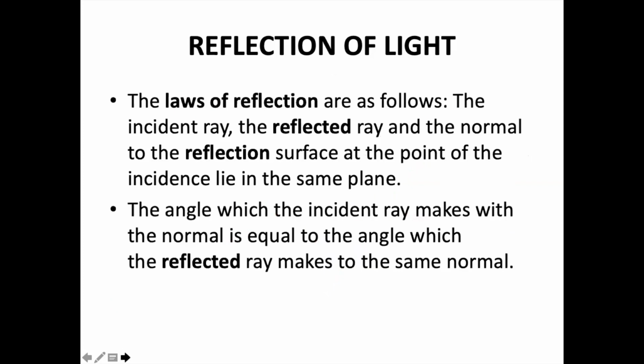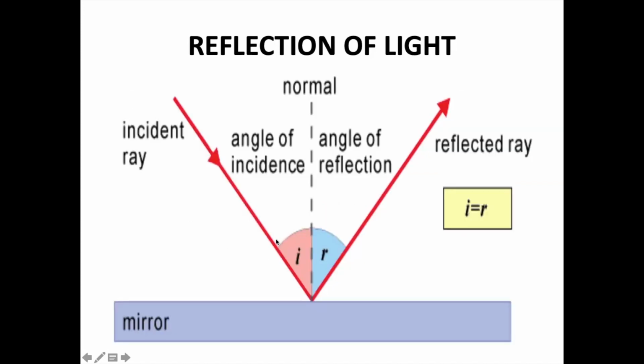The second law is that the angle which the incident ray makes with the normal is equal to the angle that the reflected ray makes with the normal. Again, I will show the angle, this angle i is always equal to angle r. It is written here, angle i is equal to angle r. So angle of incidence is equal to angle of reflection. This is 60 degrees, so this has to be 60 degrees.